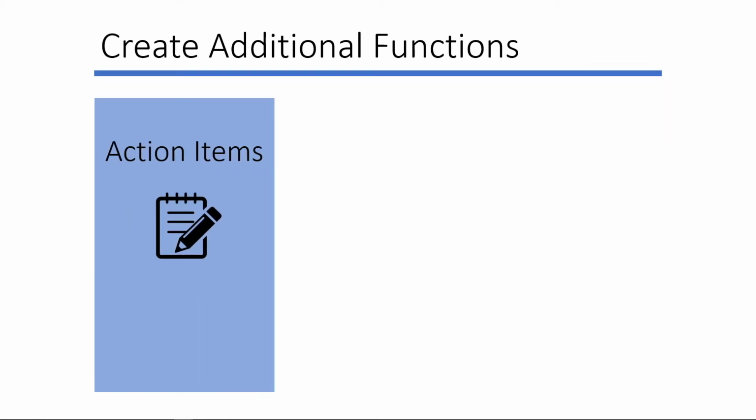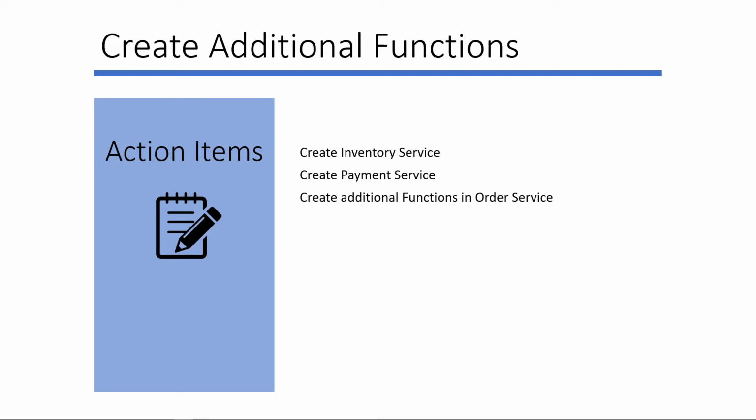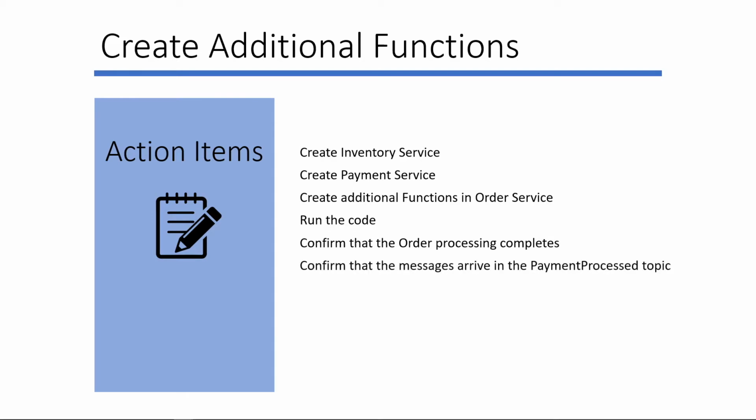In this section, we will create the additional functions that we will need in order to finish processing an order. Those services will be the inventory service, the payment service, and additional functions that we will need in the order service in order to update the order status as it traverses through the rest of the services that we'll be creating as part of this section. Then we'll run the code. We'll confirm that the order processing completes successfully, and we'll confirm that the messages arrive in the payment process topic.